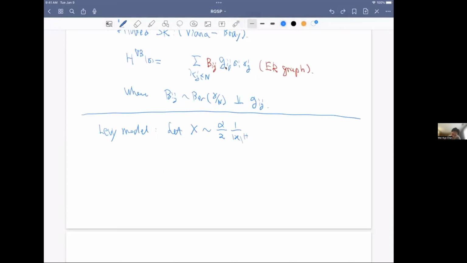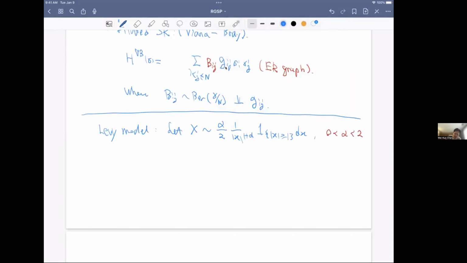I should be more careful about my writing. This is alpha, not 2. Okay, 1 plus alpha, and then the indicator that the modulus of X is bigger than 1, and dx. The alpha is the important parameter in this model, and it's between 0 and 2.